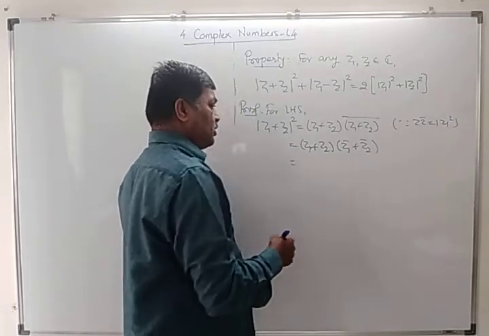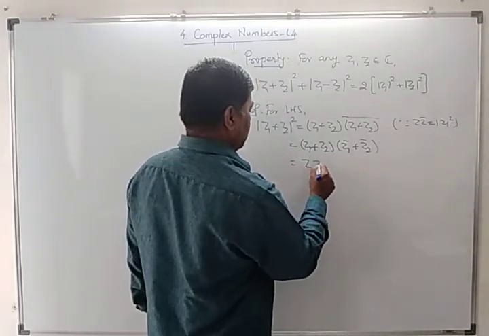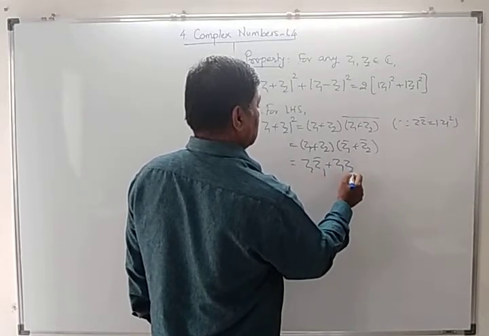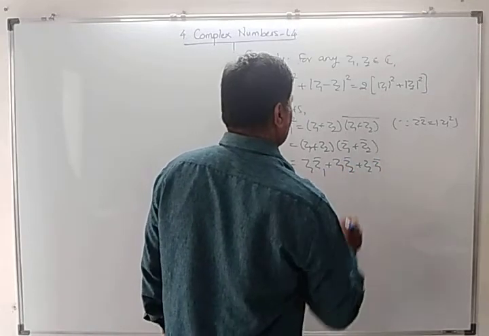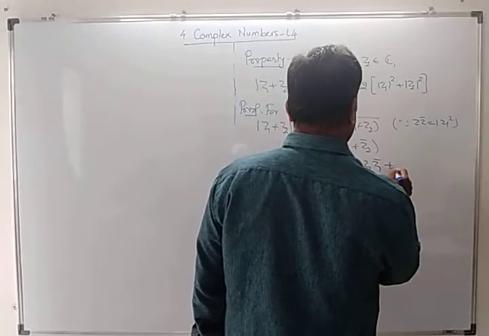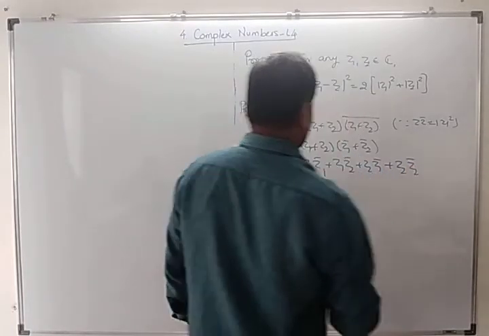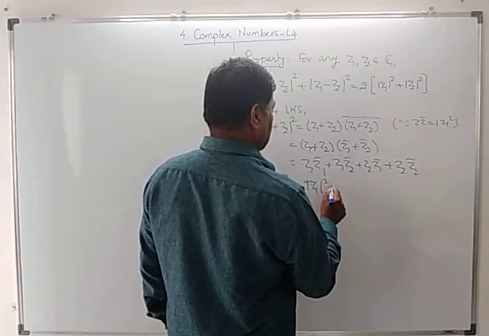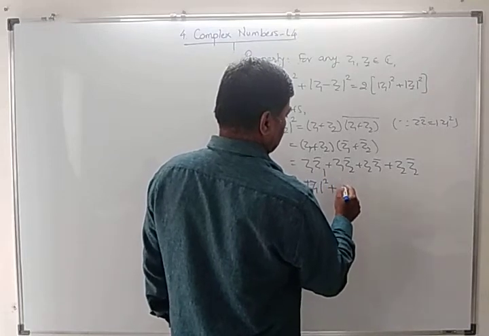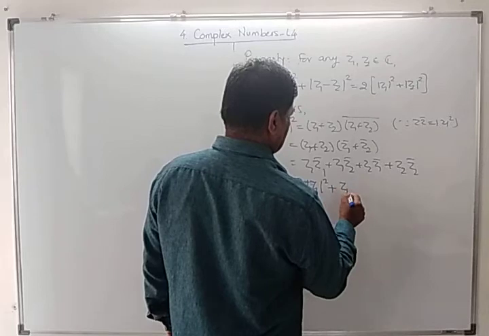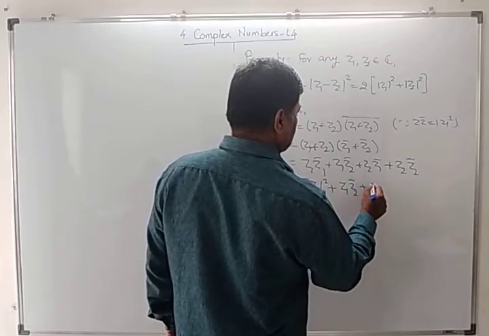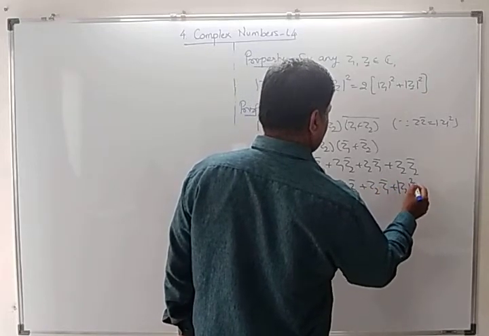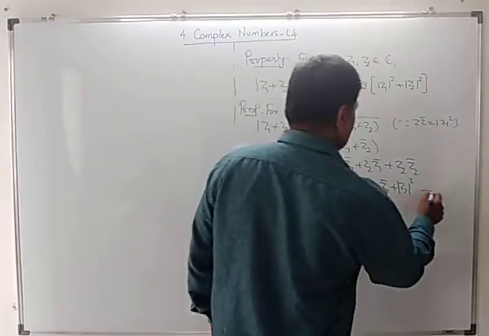Then, using the distributive laws, associative laws and so on, we will get z1 z1 bar plus z1 z2 bar plus z2 z1 bar plus z2 z2 bar, which is nothing but modulus of z1 squared plus z1 z2 bar plus z2 z1 bar plus mod of z2 squared. This is one.